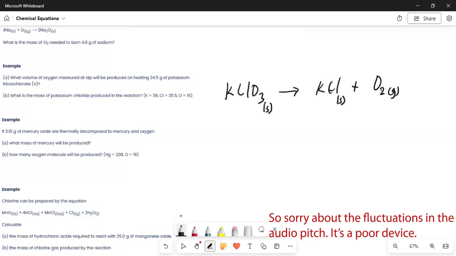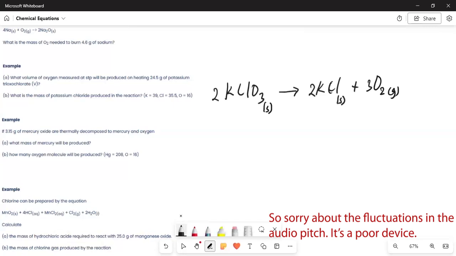Let's start by converting this odd number of atoms on the left to even by placing a 2 here, which makes the oxygen 6, potassium 2, chlorine 2. We also put 2 here. And then, since we are looking for 6 atoms of oxygen, we put a 3 here. 3 times 2 is 6. And so the equation is balanced.